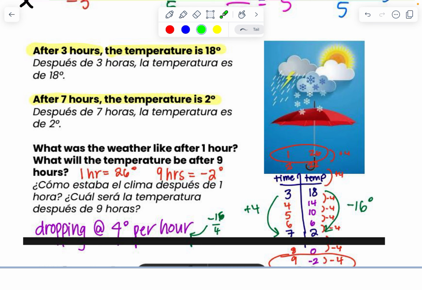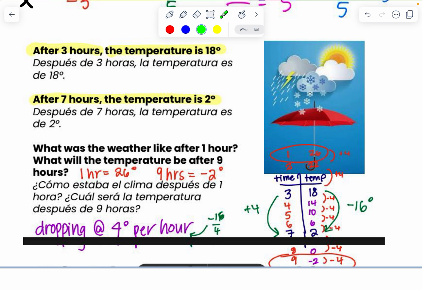Now that we have the change in time and the change in temperature, we can turn that into a ratio to figure out about how much is happening every hour, or for each increment of time. Negative 16 divided by 4 gave us negative 4, right? We could see that the temperature is dropping 4 degrees per hour. Or as you can see in the work here, 18 take away 4 would be 14. 14 take away 4 is 10. 10 take away 4 is 6. 6 take away 4 is 2. And that matched up with the facts that we had.